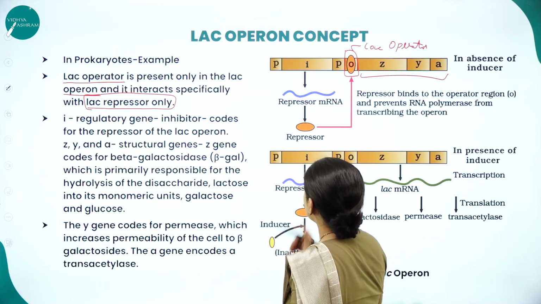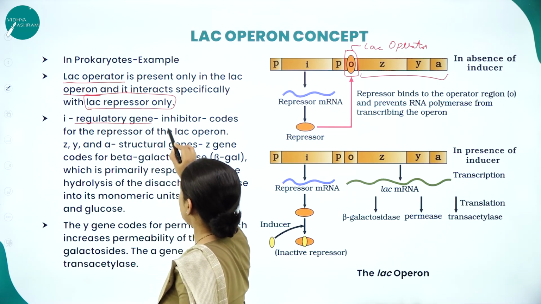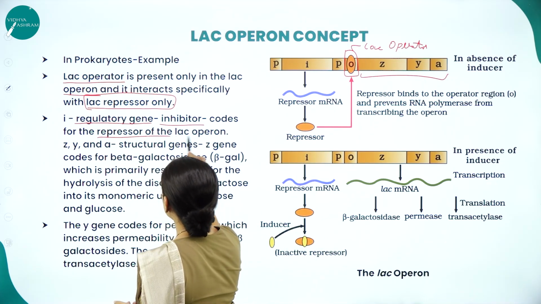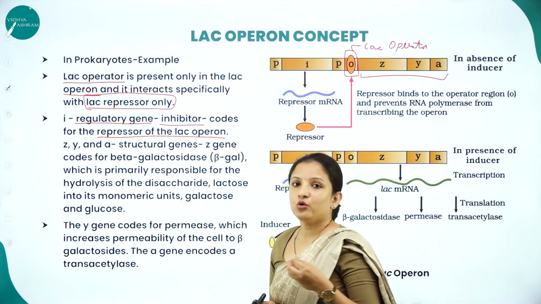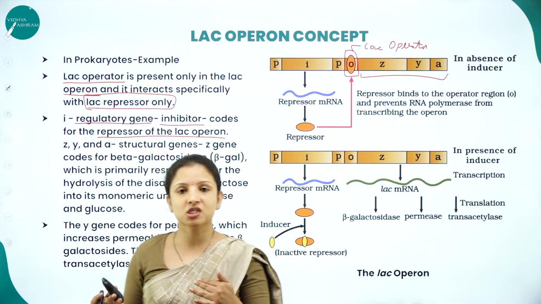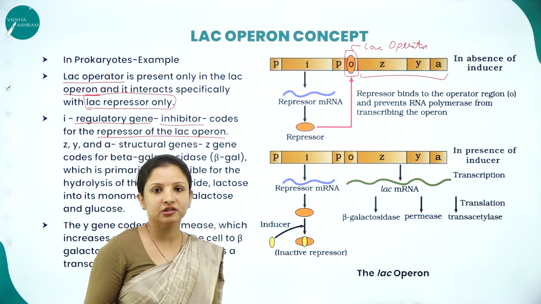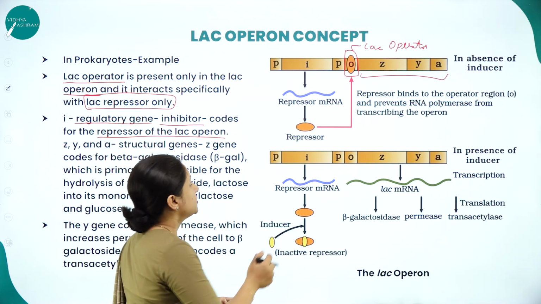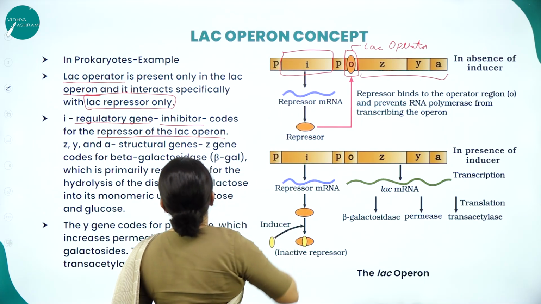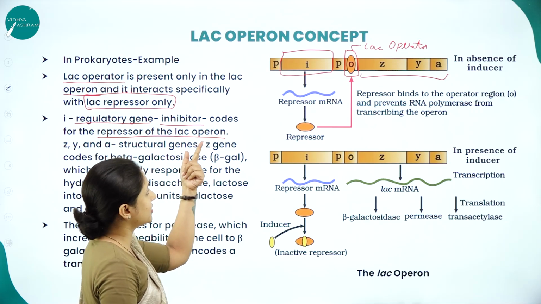Now in this there are other regions also which are present. I is nothing but the regulator gene or its inhibitor gene which codes for the repressor of the lac operon. So from where do we get this repressor protein? As such, it can't be produced in the cell just like that, right? Again, a gene should be responsible for producing this particular protein. So it is produced by this particular inhibitor, or we call it the regulatory gene.